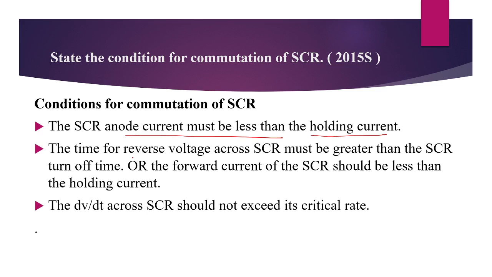Second one is voltage commutation. The time for the reverse voltage across the SCR, meaning negative is given to anode and positive to cathode, must be greater than the turn off time of the SCR. The turn off time is given in the SCR datasheet. Third, dV by dt across the SCR should not exceed its critical rate. If its value increases, then the SCR is switched on. These are the three conditions of commutation of SCR.